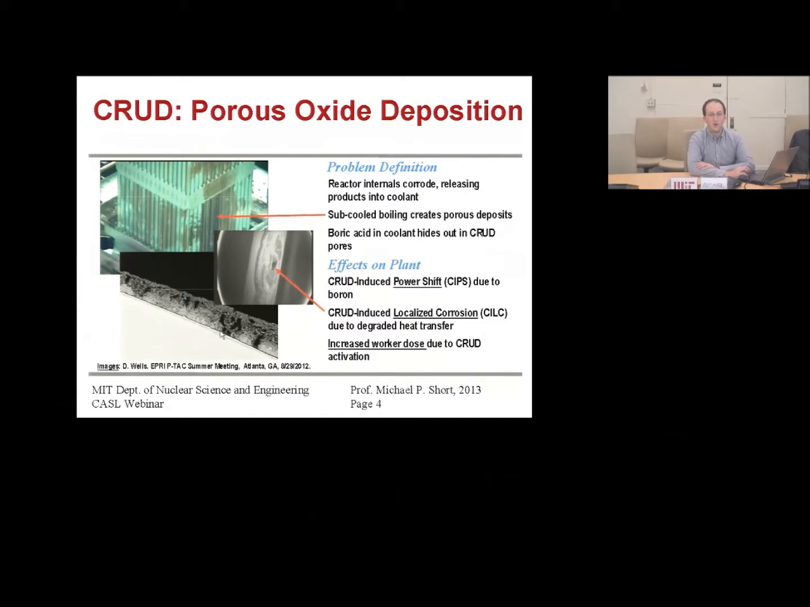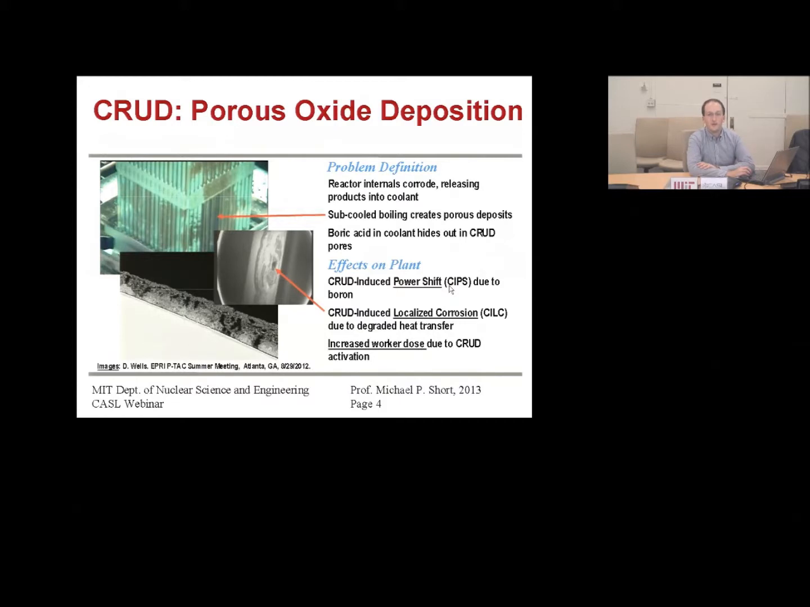It boils off the water, and the water shoots out of these vapor jets or boiling chimneys right here, leaving behind the other stuff, like the boric acid, like the lithium hydroxide. And so there's a number of problems that CRUD can cause in operating power plants, one of which is called the CRUD-induced power shift, or we just like to call it CIPS.